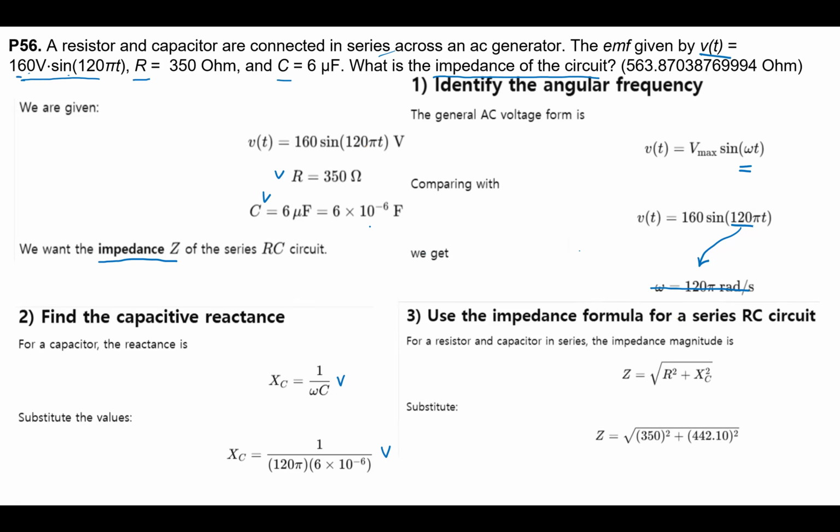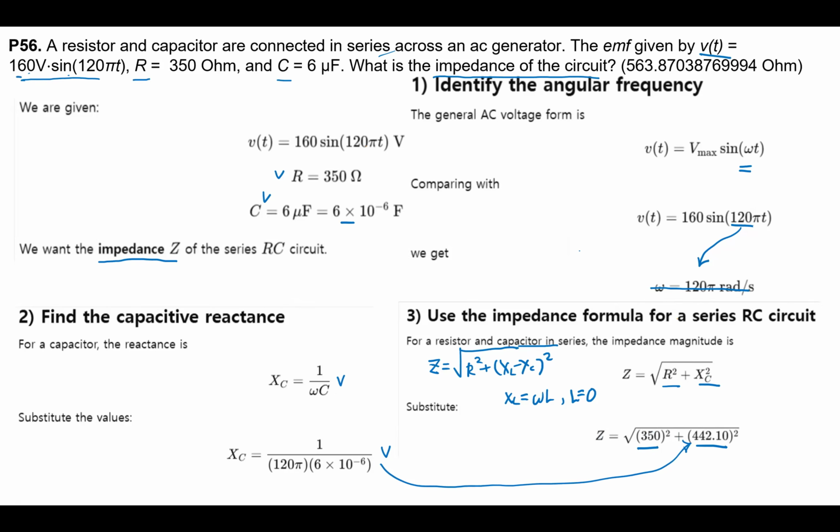Note that we don't have any XL, which is given by omega L, and we have L equal to 0, so the only term you have is XC squared. Then we get R in ohms and XC in ohms, and we can find XC, which is this value. And then we can find the impedance.